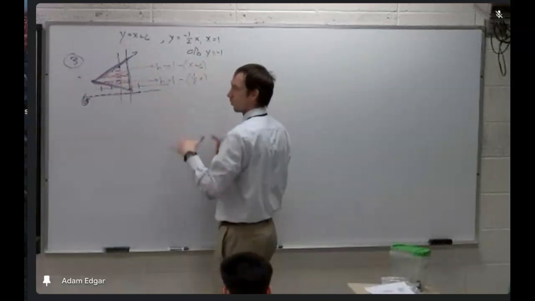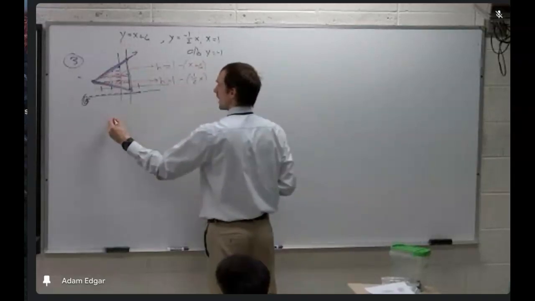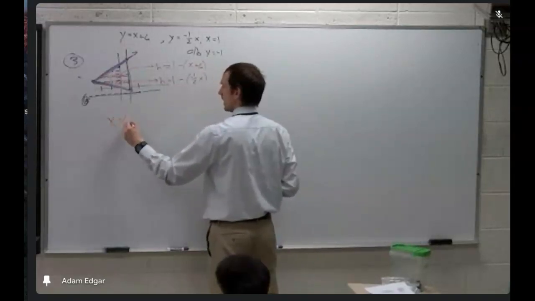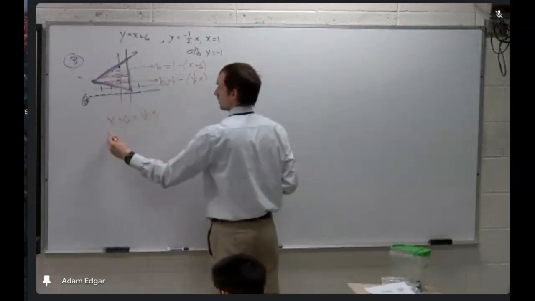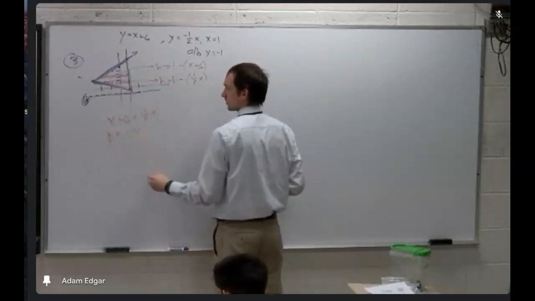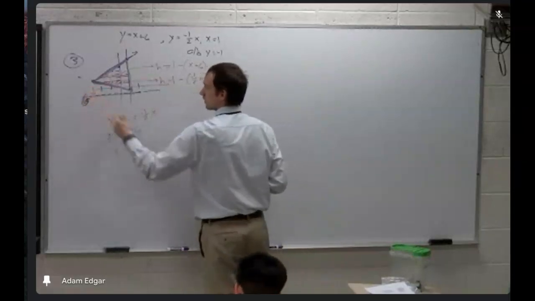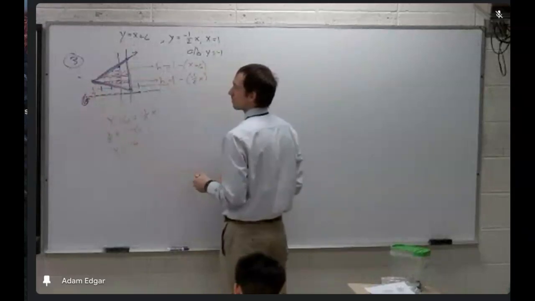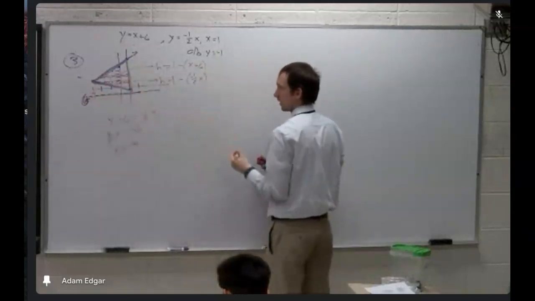So if we're doing shells, these 2 lines intersect each other. X plus 6 equals negative 1 half x. So that would be 3 halves x equals negative 6. So x equals negative 4. So this is a negative 4 back here. And then this is at 1. So we'd be integrating.